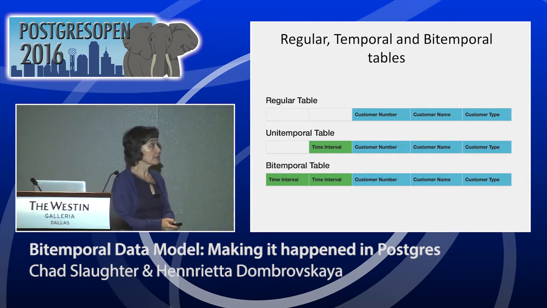So that is a schematic representation. We have here a very simple table of customers. The regular table would be customer number, customer name, and customer type. If we want to add time, meaning we want to keep the history of the customer, then we add the effective time interval. So that will be the same set of fields plus the time when the specific values are effective. Now, in bitemporal, we are adding one more time interval, which is asserted. That is the time interval when we asserted all the rest is correct.